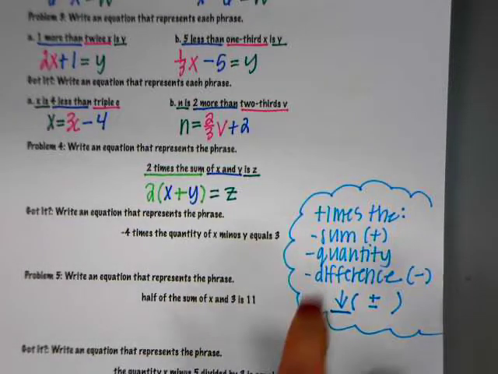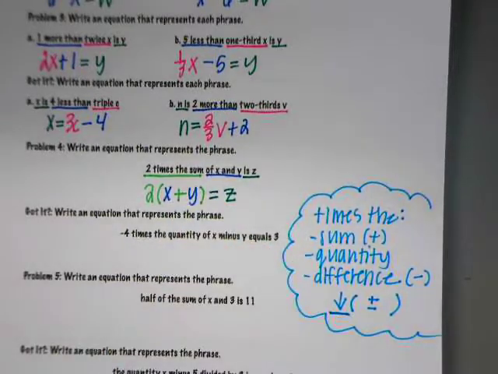So quantity is going to be the same thing times parentheses, but there's going to be some other word in the problem that tells you if it's plus or minus. Okay, so you have to find if it's addition or subtraction somewhere else in there.